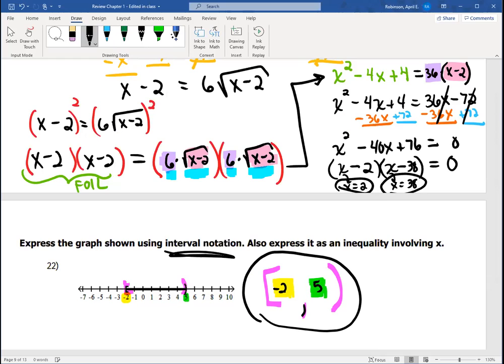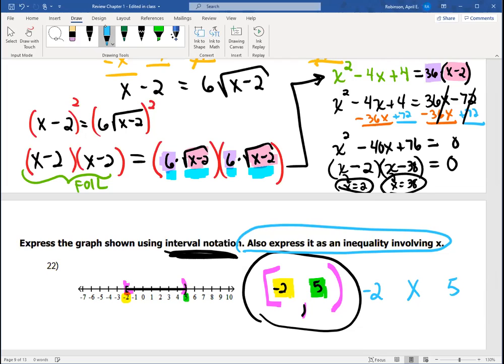So that's interval notation. And then they want to express it as an inequality involving x. So when you go to do this part, it's going to be an in-between, because x can be in between the negative 2 and the 5. And because the negative 2 has a bracket, I need less than or equal to. 5 has a parenthesis, so you just need a less than. And that is that answer.